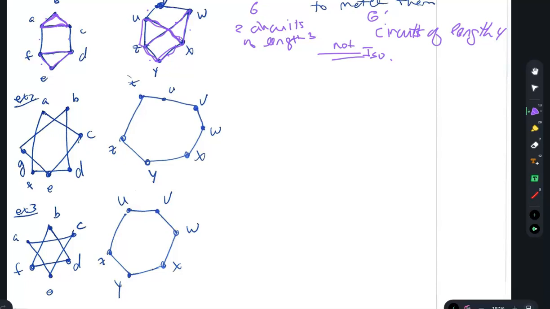All right, how about this one? Okay, so let's just count the vertices. 1, 2, 3, 4, 5, 6, 7 and 1, 2, 3, 4, 5, 6, 7. Okay. Same number of vertices. Let's check the edges. 1, 2, 3, 4, 5, 6, 7. Mark them here. 1, 2, 3, 4, 5, 6, 7. Okay, same number of edges.